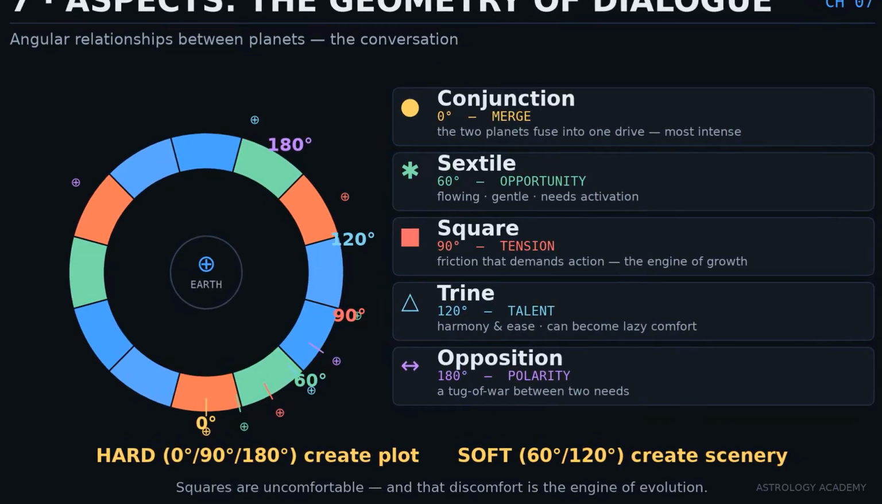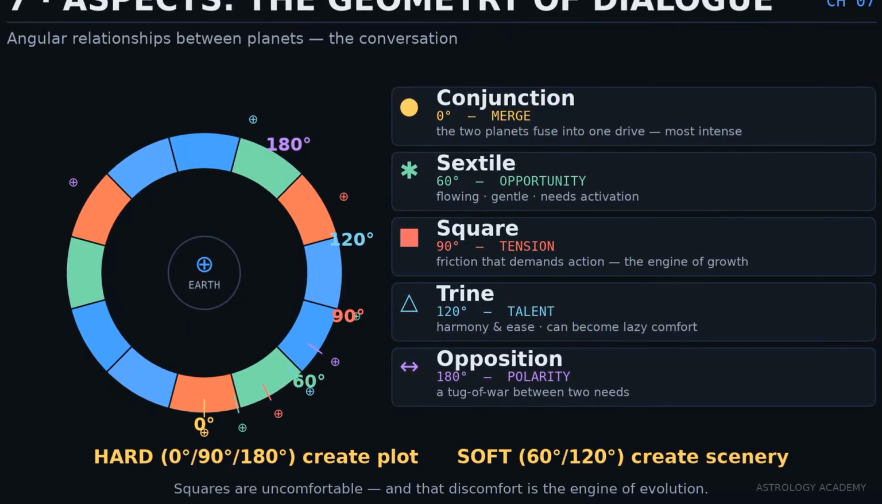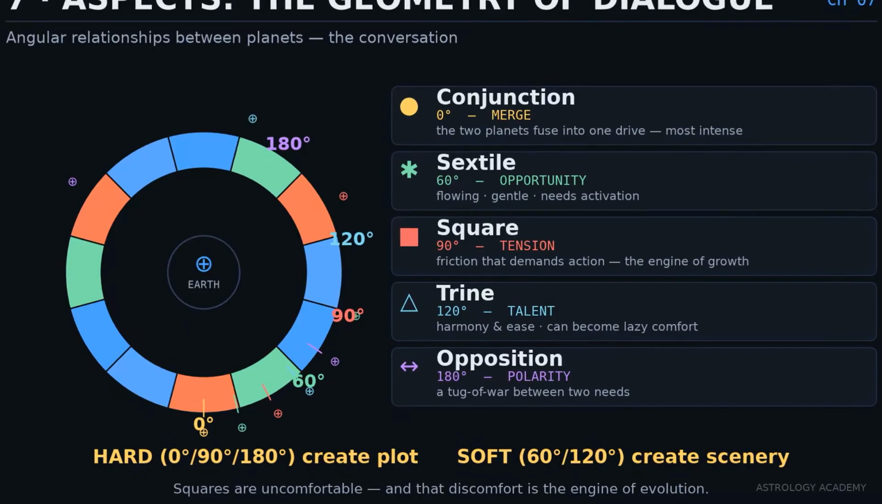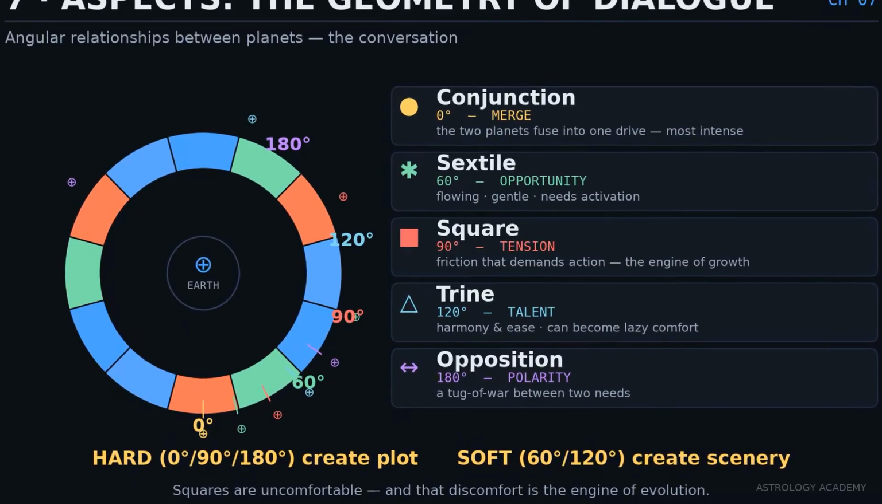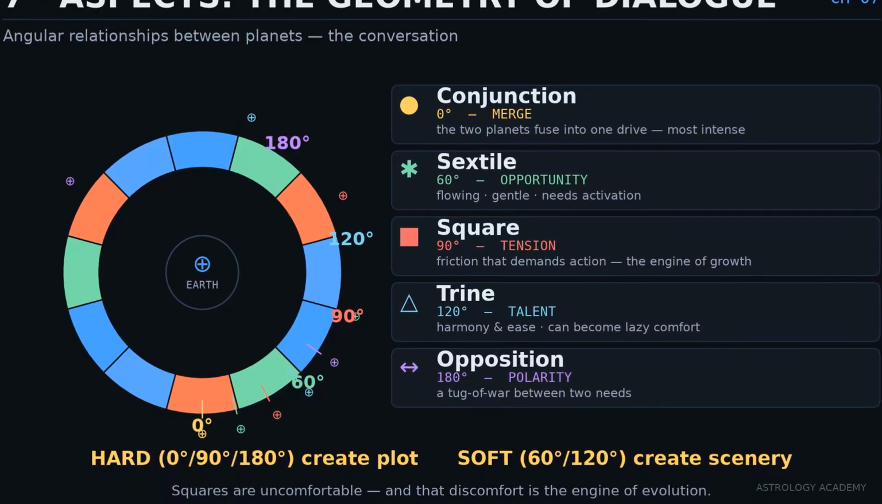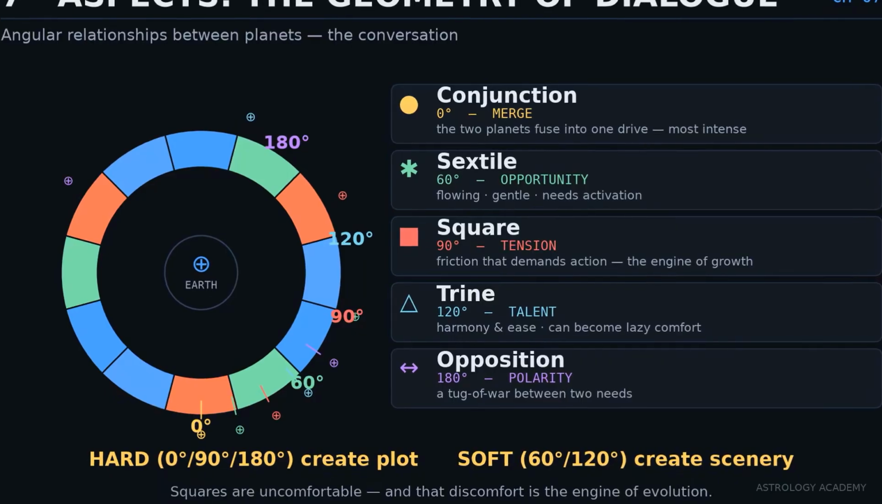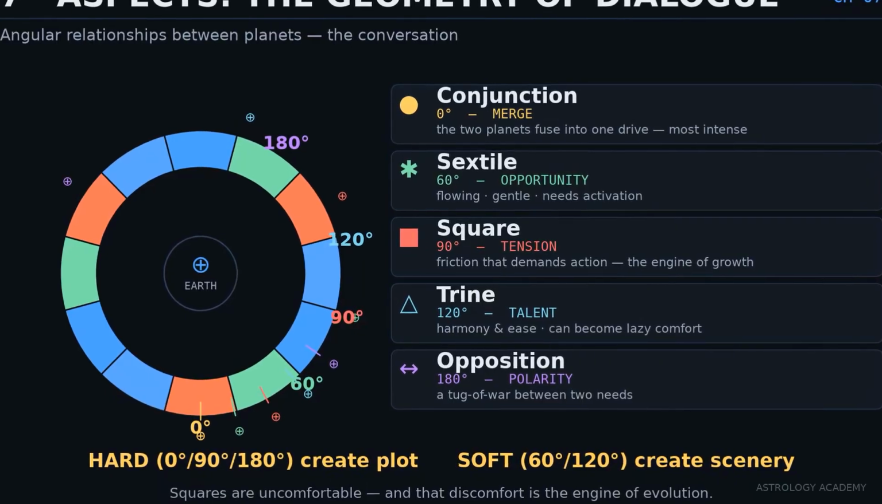The classic memory aid: the hard aspects, conjunction, square, opposition, create plot. The soft aspects, sextile and trine, create scenery. A chart with no squares is peaceful but unchanging. A chart with squares is uncomfortable, and that discomfort is precisely the engine of evolution.